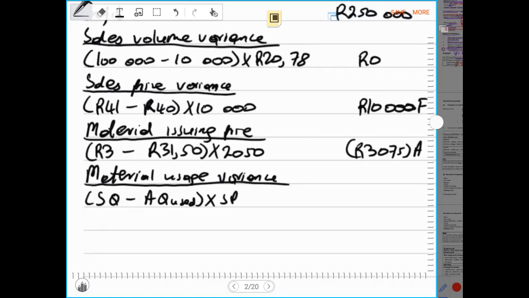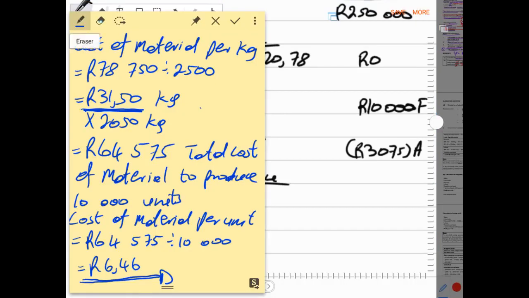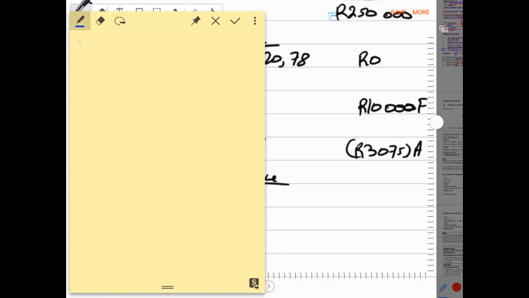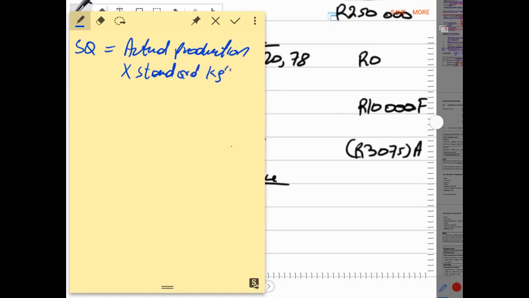Actual quantities, I want to show the calculations for that separately. Actual quantities, or sorry, standard quantities, which is SQ, is equal to actual production, term this by standard kgs. Let me write it in full. Standard kgs or liters per unit. Then we say how many units were actually manufactured and sold.